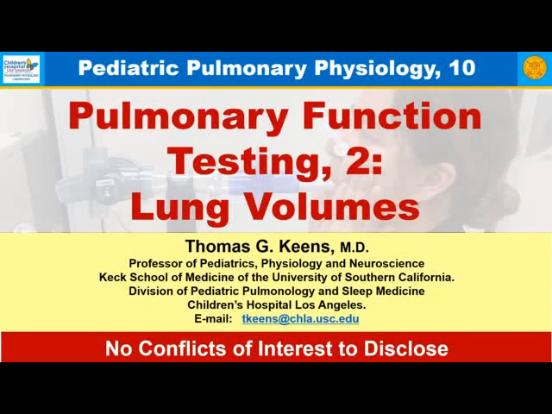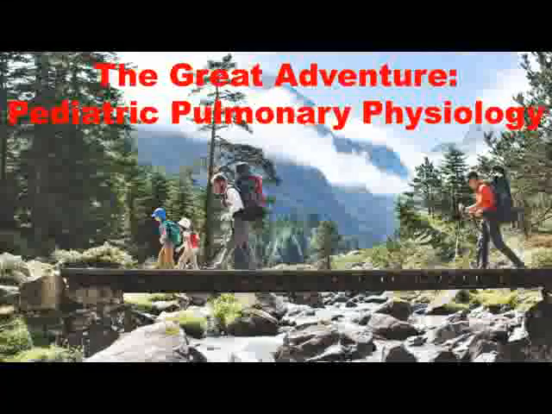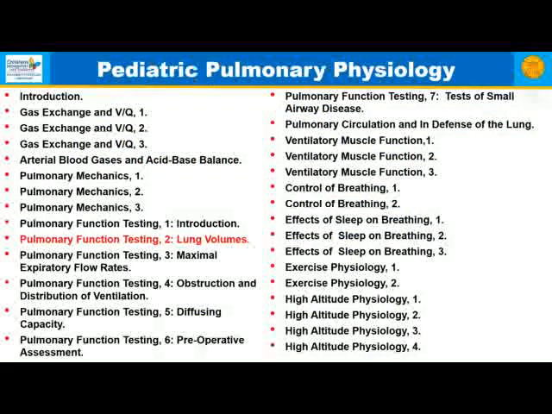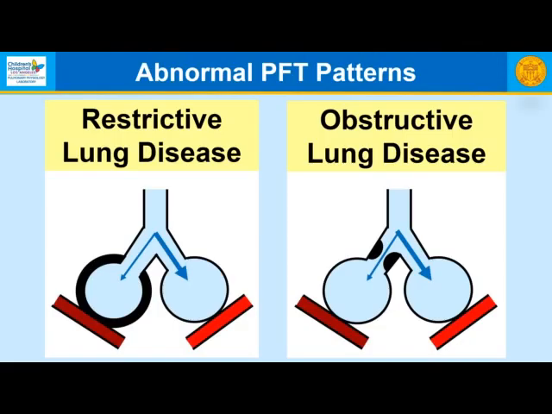This is the 10th presentation in our series, Pulmonary Function Testing Part 2, and today we're going to talk about lung volumes. This is the Great Adventure, Pediatric Pulmonary Physiology, and we want to, again, approach this like a kid in a candy shop. Abnormal pulmonary function parameters, there are only two: restrictive lung diseases, which are stiff lungs, decreased lung volumes, and obstructive lung diseases characterized by airway obstruction.